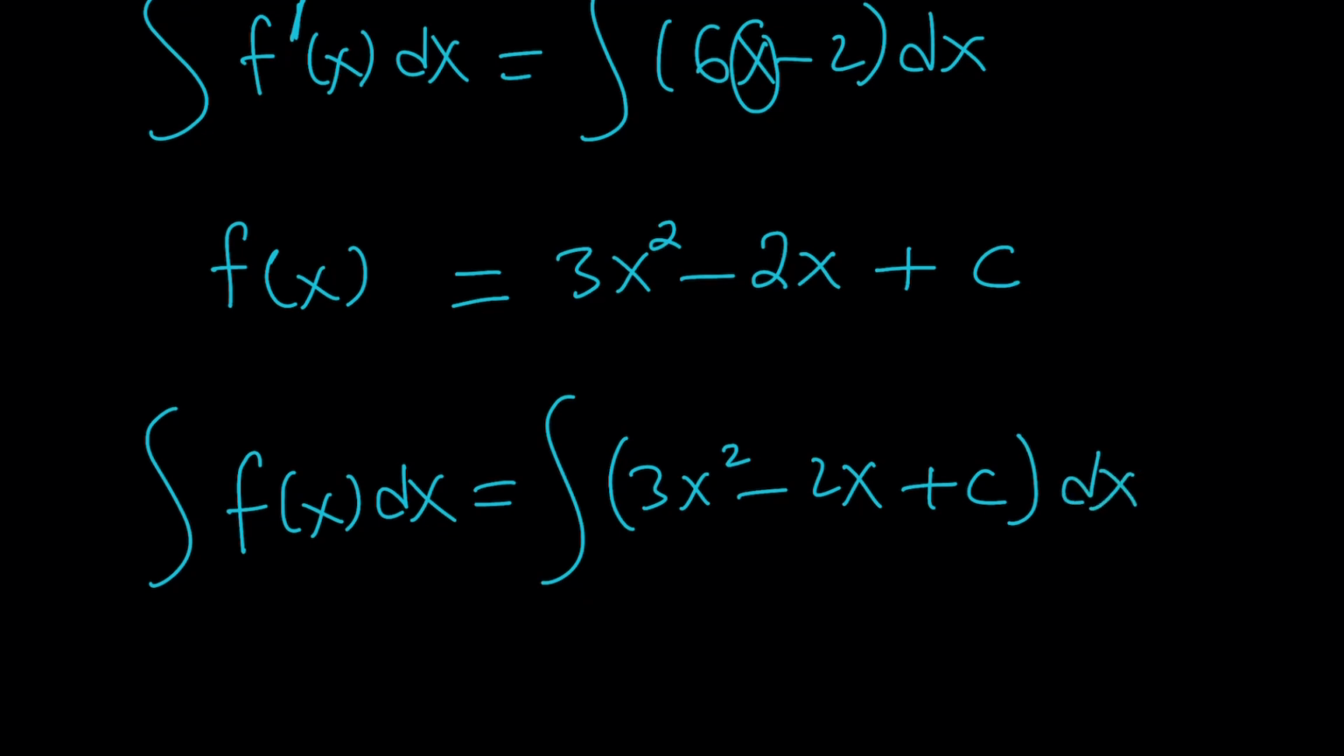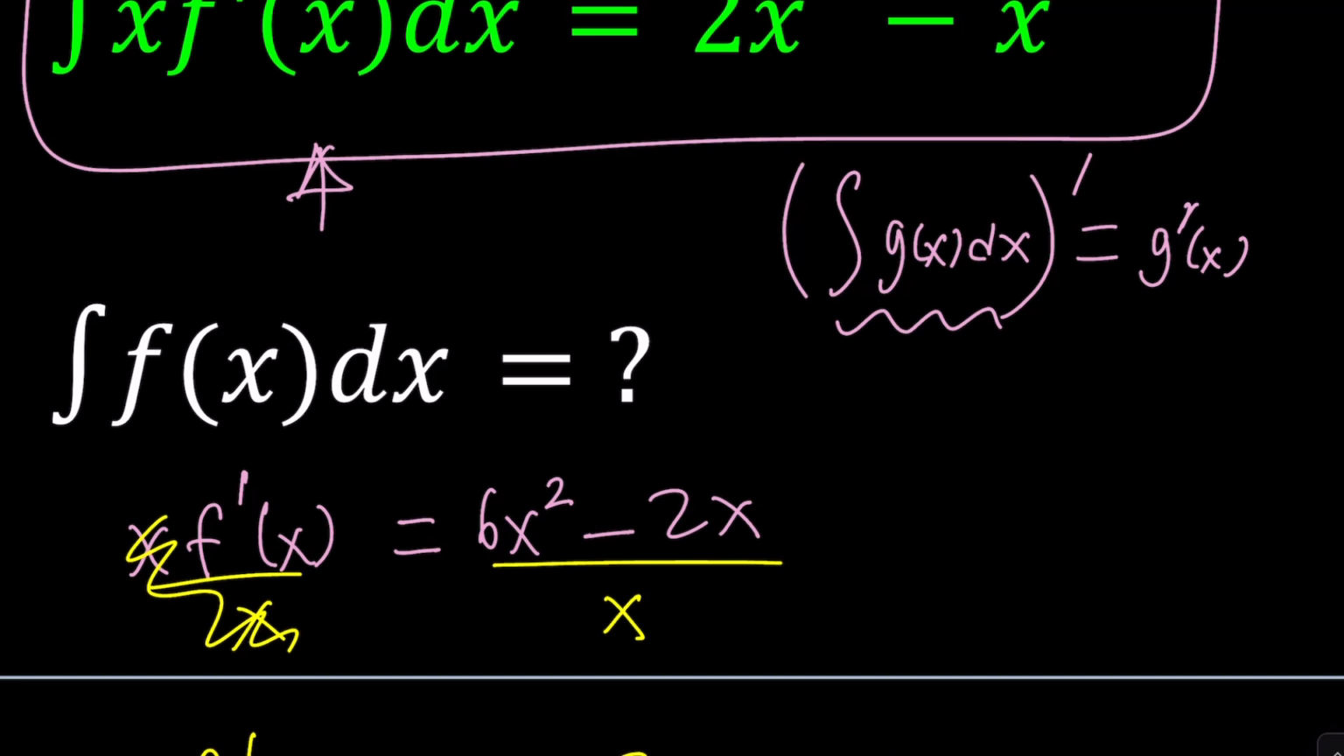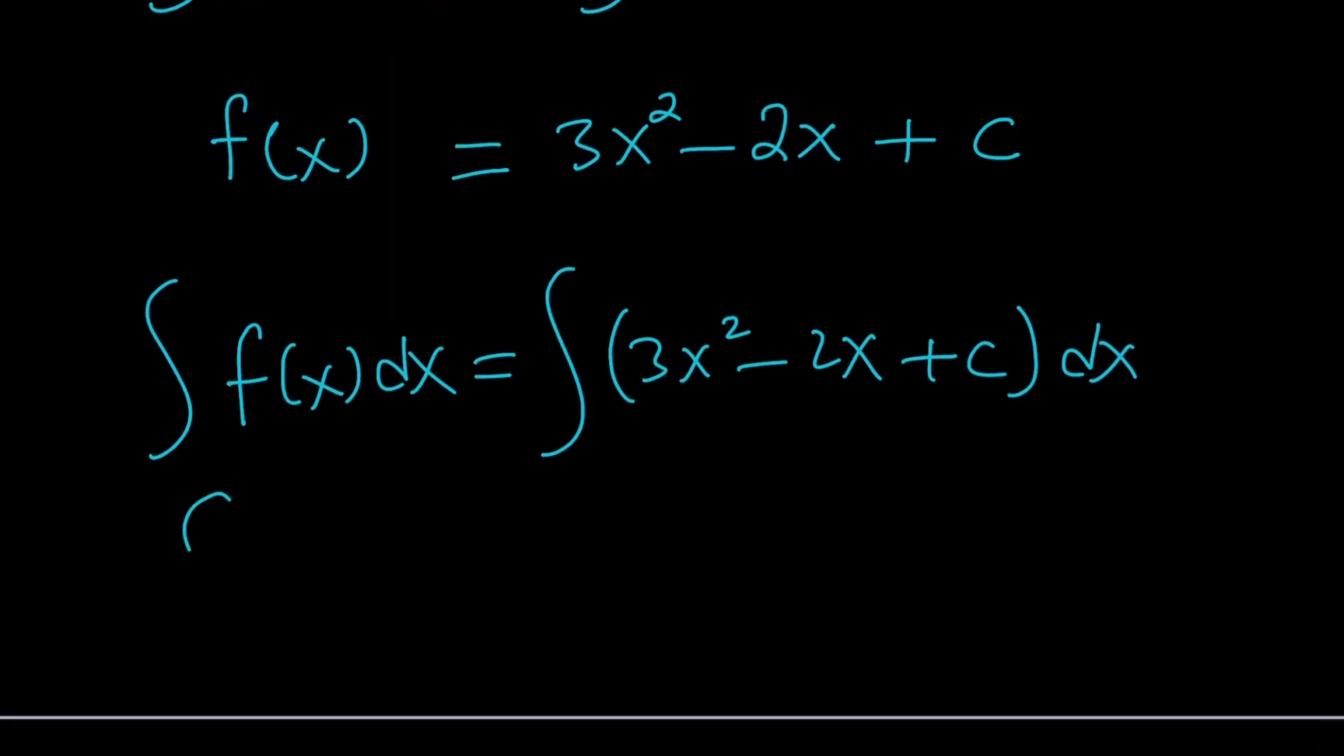And now, when you integrate f of x dx, which is what we're trying to find, that's just going to give us the answer. You're going to integrate 3x squared, which is going to give you x cubed. Think about it. The derivative of x cubed is 3x squared. And of course, there's going to be a constant which we'll add at the end.